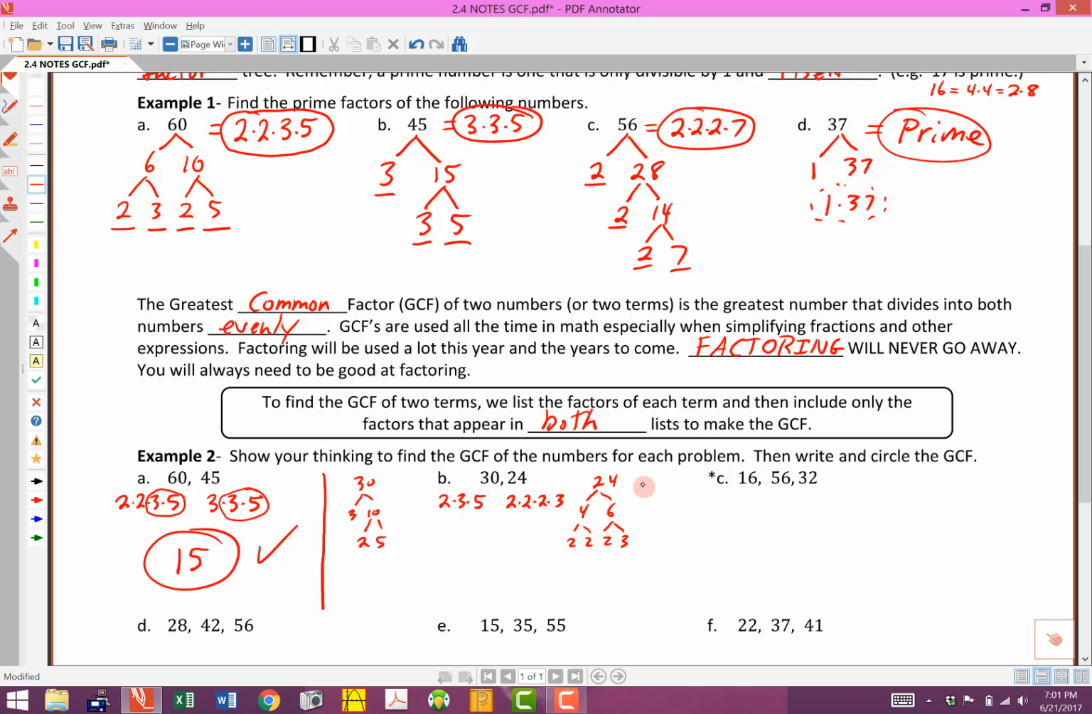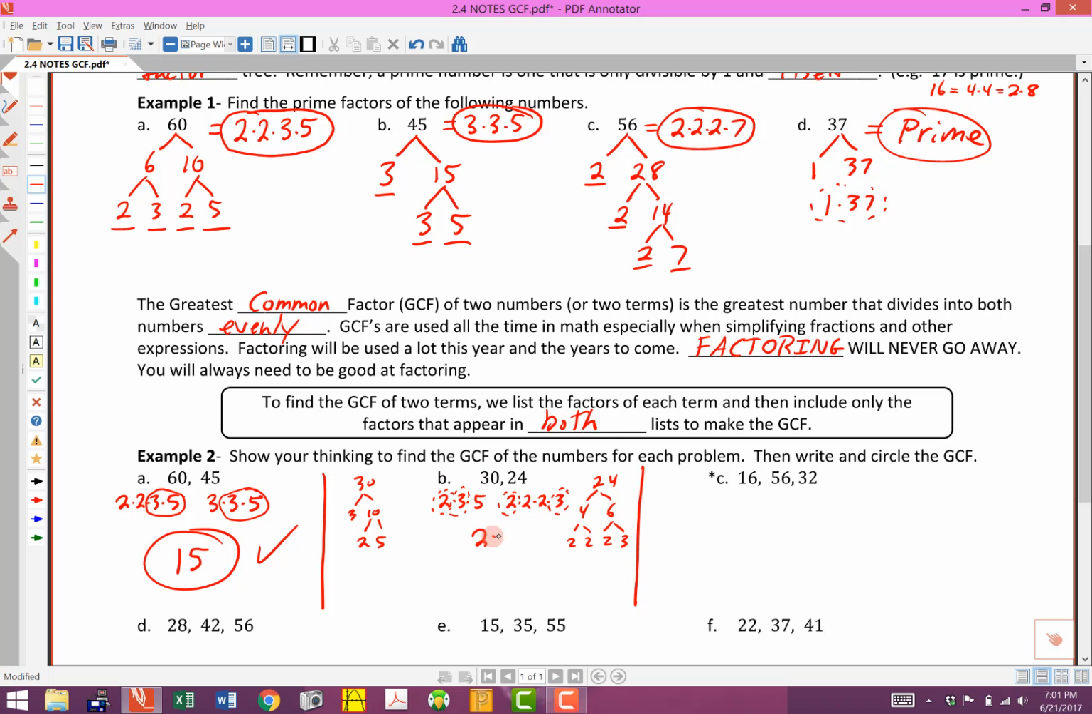I'm going to kind of wall this off so we can see where this problem and the work starts and stops. Now we're only going to include factors that occur in both of the lists. So notice that we've got a 2 in both of them, and we've got a 3 in both of them, but not a 5. And notice that we've got 3 2's here, but we only have 1 2 over here. So one way we can do this is we'll say, okay, we've got a 2 in common, and we've got a 3 in common.